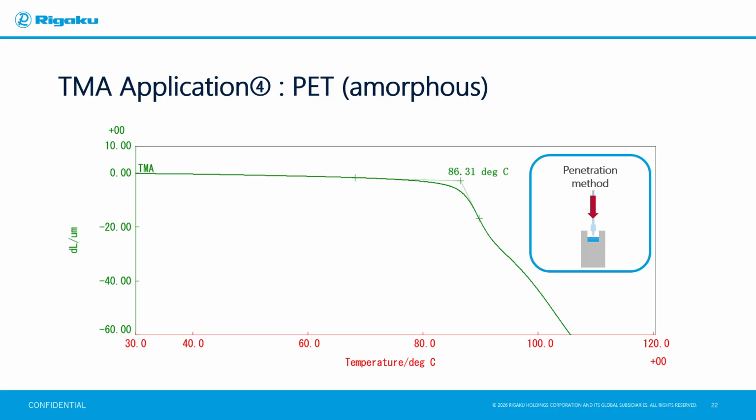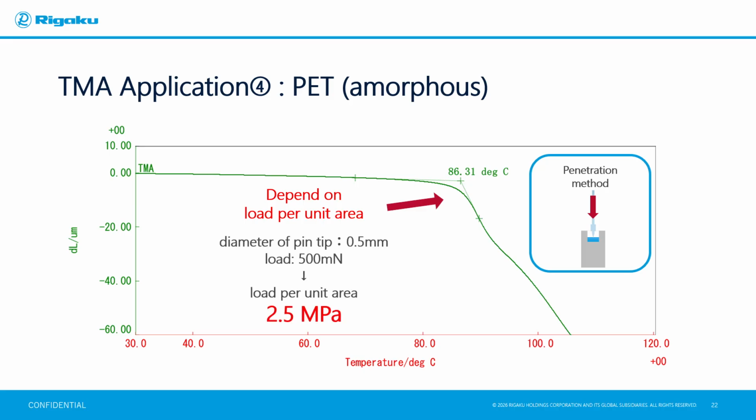An important point about the penetration method is that the resulting softening temperature depends on the load per unit area applied to the sample. In this measurement, a load of 500 mN was applied, using a pin tip with a diameter of 0.5 mm. This means the load per unit area is approximately 2.5 MPa, and the softening temperature under this condition is 86 degrees Celsius.